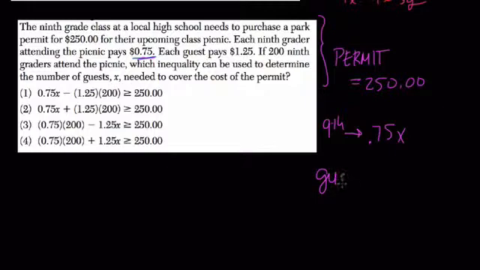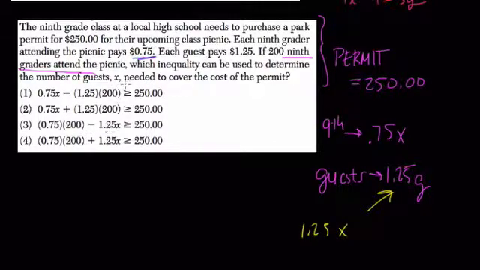Guests, however, are different. The guests will probably pay more, right? Guests will pay $1.25 per guest, right? All right, G for guest. So if 200 ninth graders attend, which inequality can be used to determine the number of guests needed to cover the cost of the permit? So they use, instead of G for guests, they use x. So it's 1.25 times x. Okay, so notice that all these, the left-hand side is greater than or equal to 250. That means that the amount of money you make should be greater than the cost of the permit, which was 250.